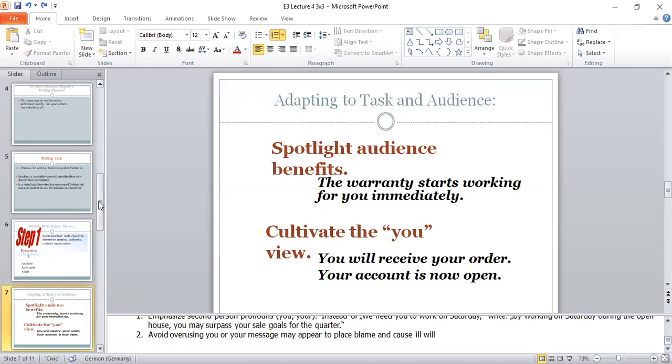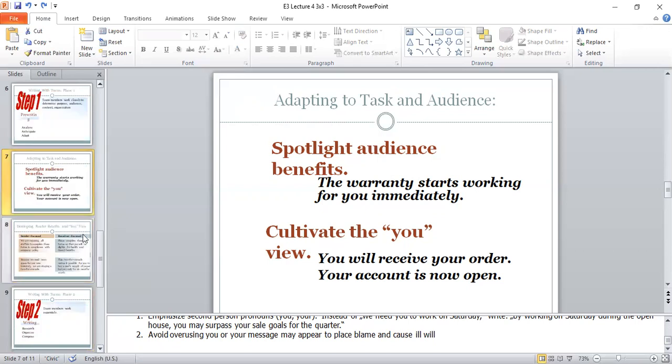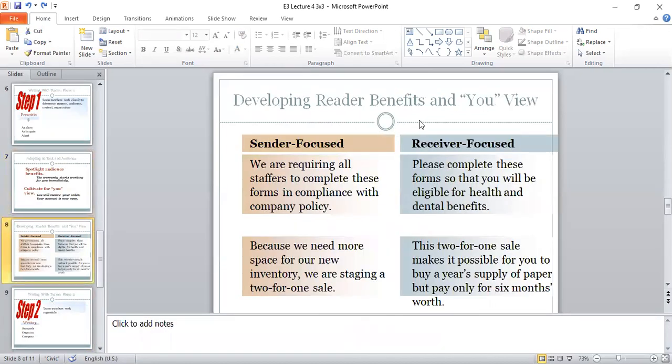Okay. And then we move on to another one. Let's see what we have here. So here we have developing the reader benefits and you view: sender focused and receiver focused. In sender focused, we are requiring all the staffers to complete these forms in compliance with company policy. And when we focus on the receiver, it says, please complete these forms so that you will be eligible for health and dental benefits. Look at that. Here we are focusing on the you point, the you view.